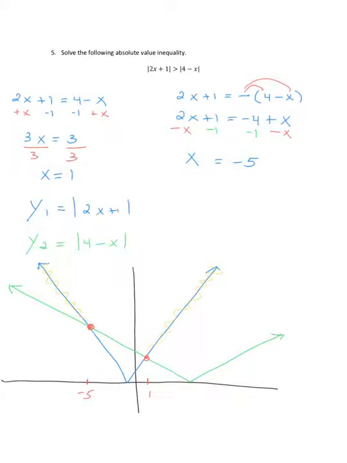I'm now ready to write my answer. You can write it in a couple of different ways. You could say x would have to be less than negative 5, or we could take x is greater than 1. Both of those places work. If you'd like to use intervals, that's fine too. You could say negative infinity to negative 5, put a union symbol, and then say 1 to infinity. That would be okay as well. And either way you choose to write it, that's the answer.